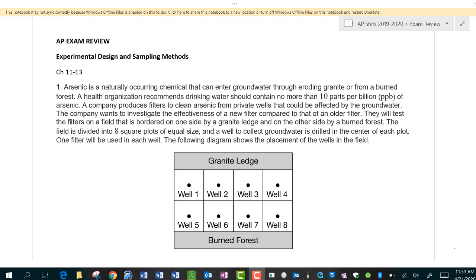Today I'm going to briefly walk you through number 1 and 2 of experimental design and sampling. So the first question has to deal with arsenic. We have 8 plots here, wells 1 through 4 located next to the granite ledge, wells 5 through 8 next to the burned forest.